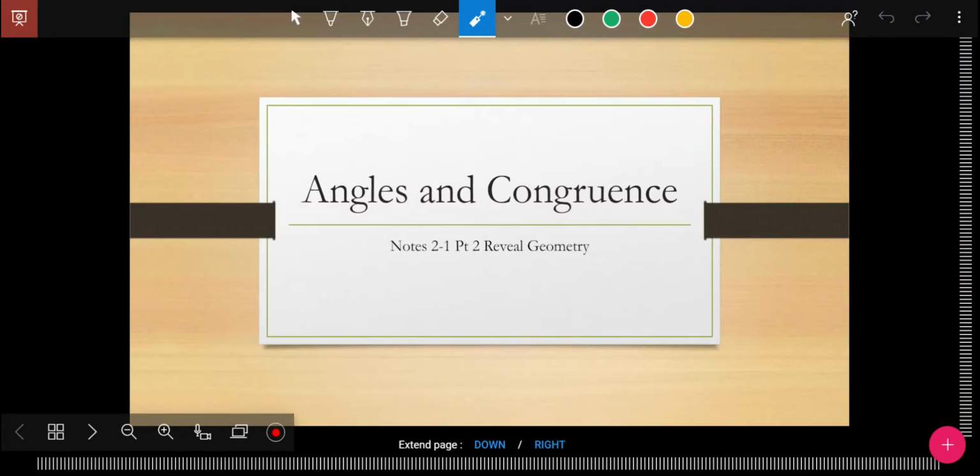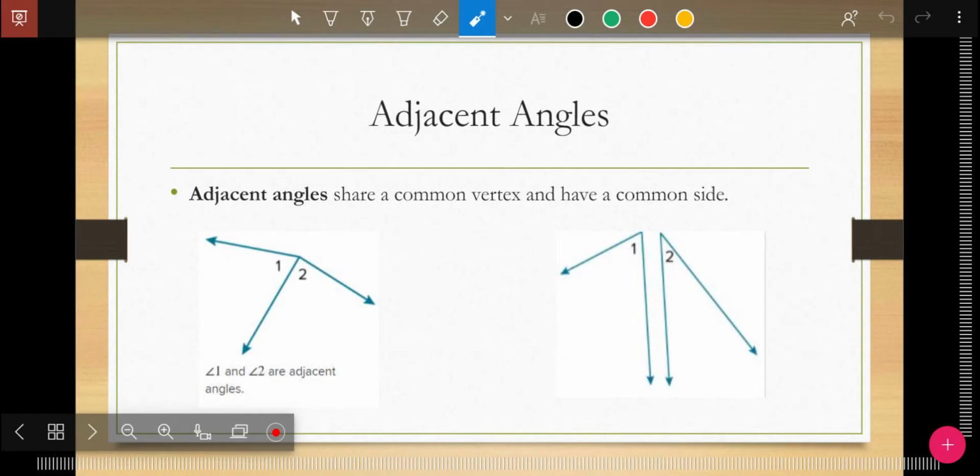All right, so today is the second part of Module 2, Lesson 1 in our geometry textbook. And we're going to focus today on special angle pairs. The first word we need to understand is the word adjacent. Adjacent means next to. You may have used this word at some point in your life, but in math, we've got to be very careful with the definition.